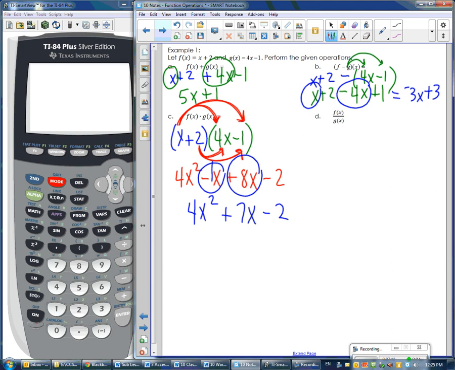When it comes to division, again, my f of x is x plus 2, and my g of x is 4x minus 1. And at this point, unless it's a monomial where it's just multiplication and there isn't any addition or subtraction, we're not really going to be able to do much with this. I'll show you later when we get into polynomials how you can factor and then cancel the factors, but at this point, there's really nothing you can do except set it up when you're dividing.